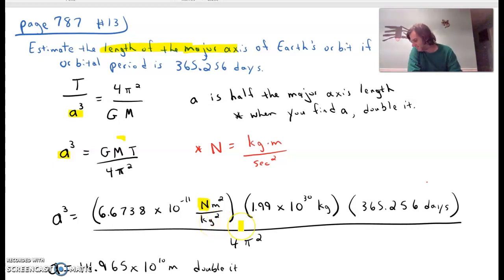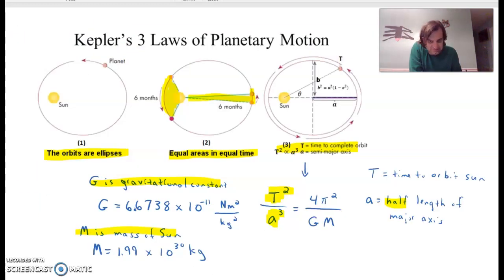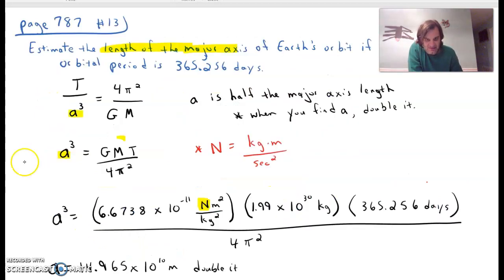Ooh, I left something off the formula, very important. Didn't I? Yes. Hold on. So that was T squared over A cubed. So here I lost that. So let's see if we can get that in here while you're looking at it. So T squared, and T was the time in days. That should be squared. Okay, so we fixed that.